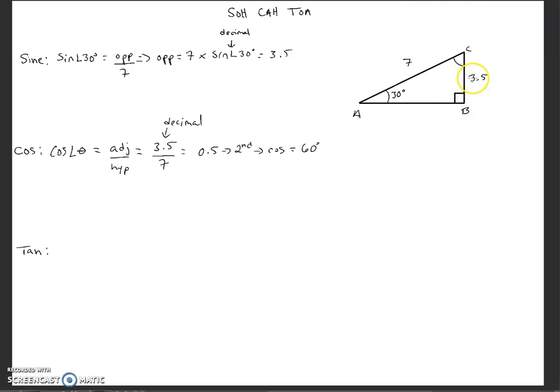So we got 3.5. Now we have a couple options again. We can use the cos of angle theta. So now right here, we track down the angle. We have the adjacent, we have the hypotenuse. And again, it's going to have to be a decimal. So 3.5 over 7 gives us 0.5. Makes sense if you think about the relationships right there. Second function, cos, gives us 60 degrees.